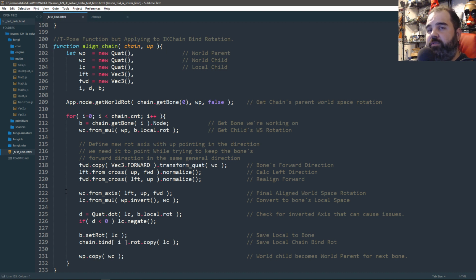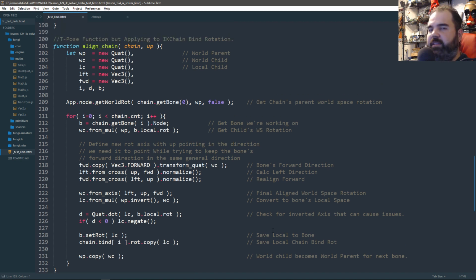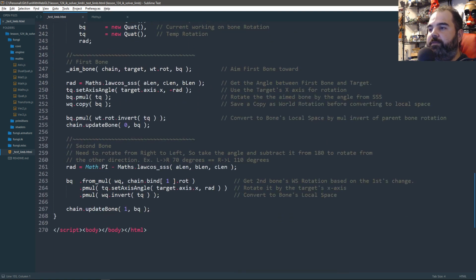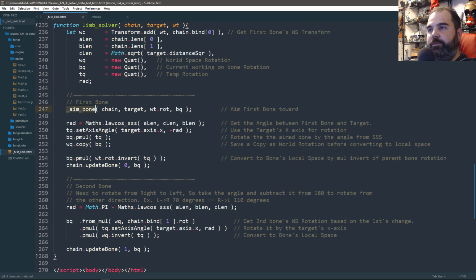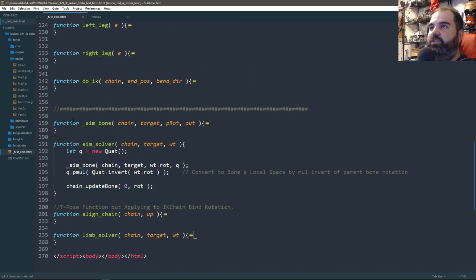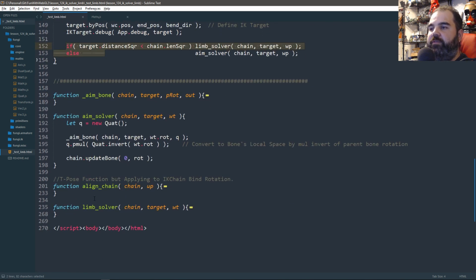So if you remember the T pose video from before, it's just more streamlined down to a simple small function. I had tons of comments here, so anyone can understand what's going on. And then we have our old limb solver and our new limb solver that uses the aim bone. This is the one we just went through, but now it's a more streamlined version, nice and smooth. So it's basically 3 functions. You have your do IK that sets up our targeting and everything else, and then chooses which solver to use, and then you have our solvers.